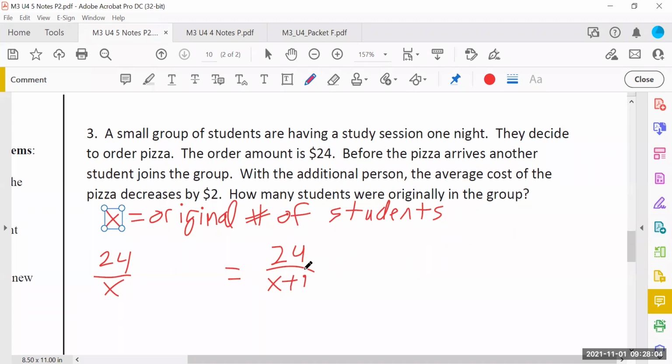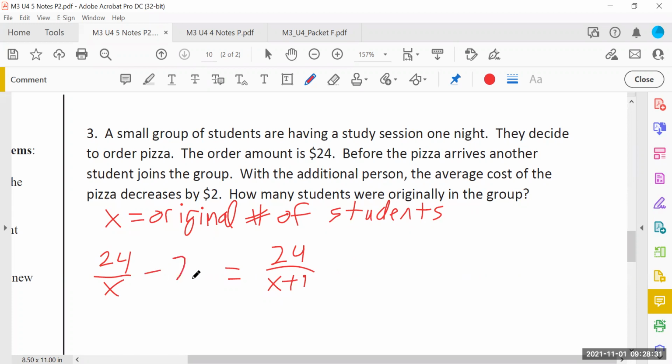Which one is paying more, the original price or the new price? The original one was going to pay more, right? So I have two options here. I can either subtract the 2 and say $2 less than that is the new price, or I could add it onto the other side and say the original one is equal to the new one plus the extra $2. It does not matter where you put that.